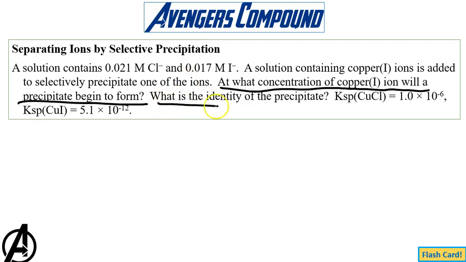Okay? And then it says, what is the identity of the precipitate? They're just simply saying between these ions, or whichever solids they form, which one is going to precipitate first, and therefore be the identity of the precipitate that we will see first. Okay? They also gave us a KSP value of CuCl and a KSP value of CuI.